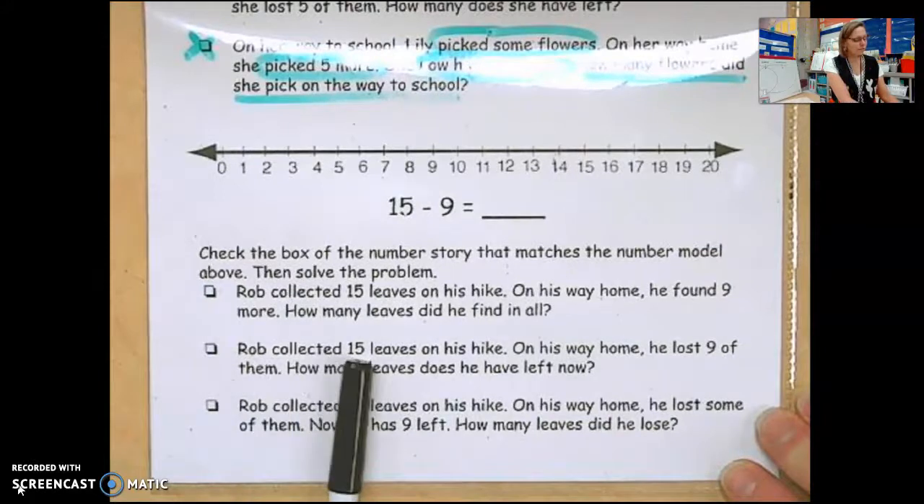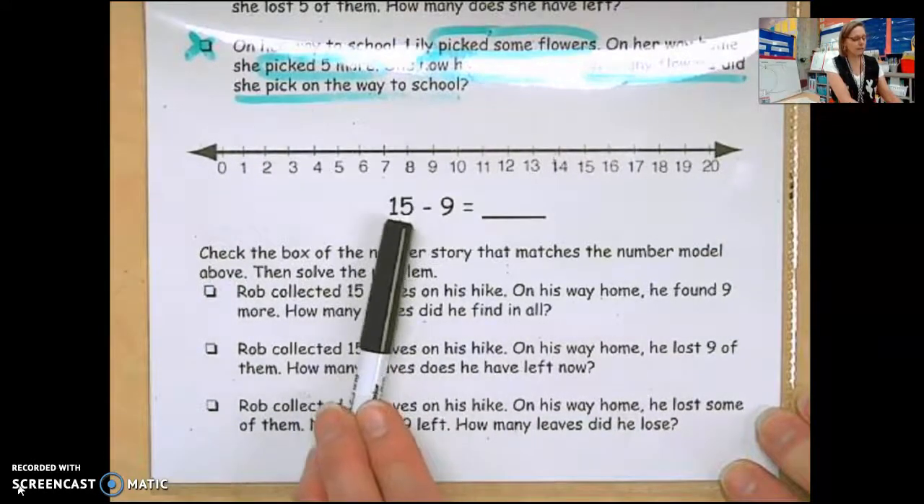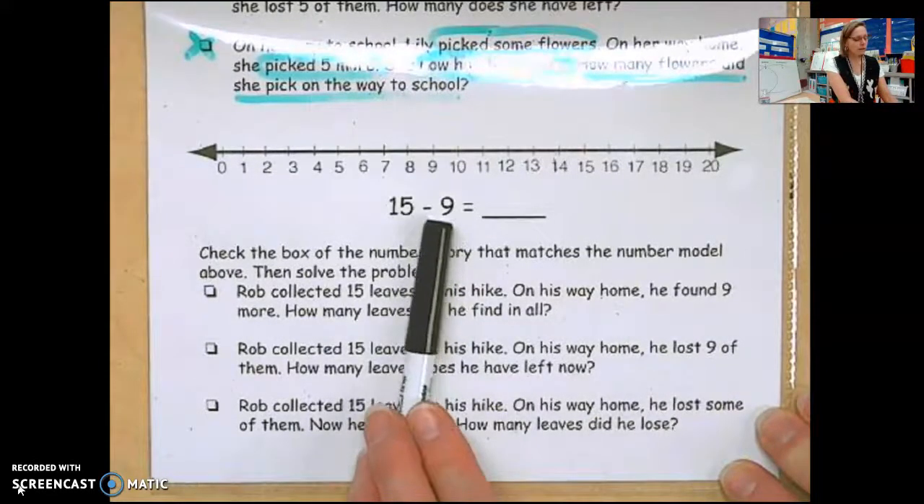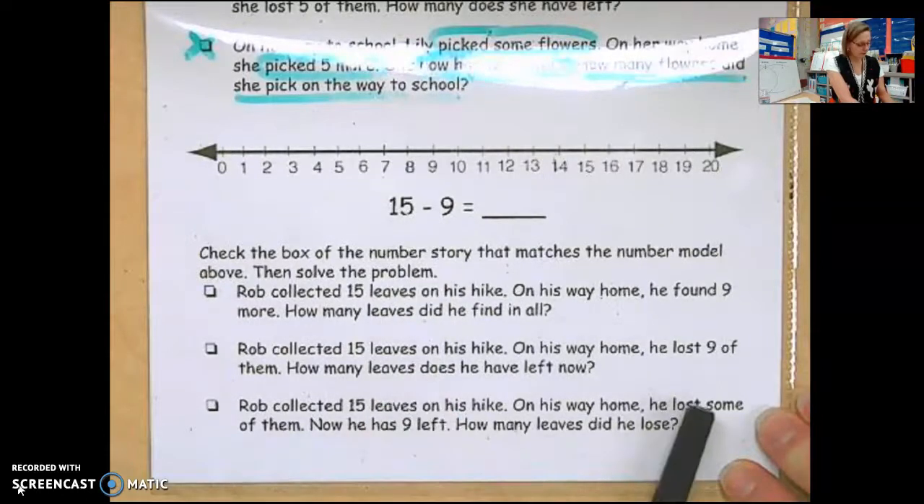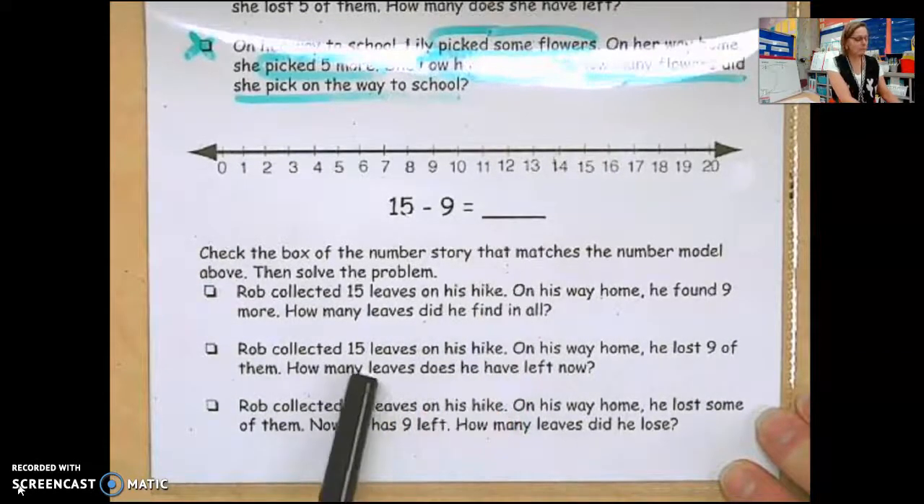He collected 15 leaves on his hike. On his way home, he lost 9. Lost 9, right? Minus means something went away. How many leaves does he have left now? Ooh, I think that might be it. I'm pretty sure this is it, but I'm not going to mark it yet because we're always going to make sure we read all the options.